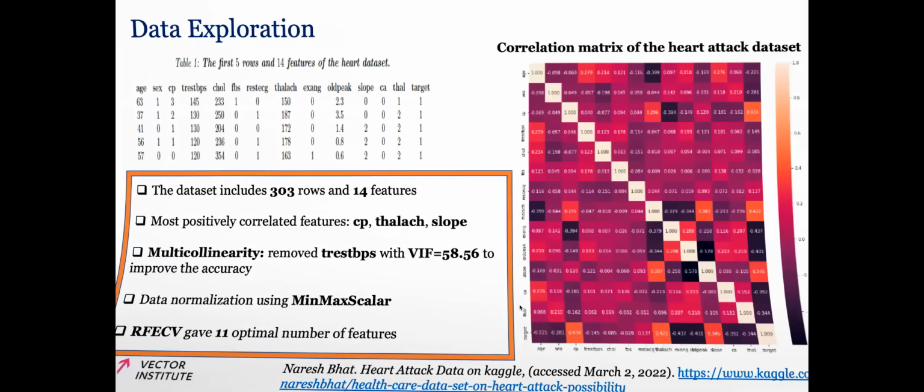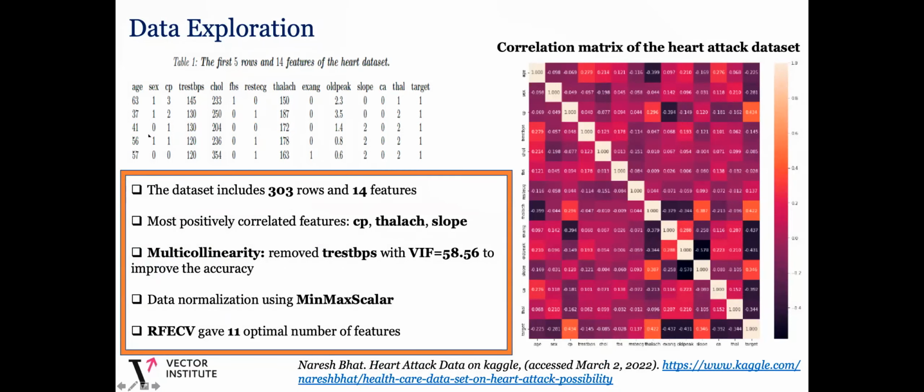So briefly on data exploration, I have the first 5 rows of my data here, and the data was gotten from here, accessed in March. From the data exploration and manipulation, the data set has 303 rows and 14 features, including the target variable. And I have these 3, CP, thalach, and slope, to be the 3 features with the most positive correlation.